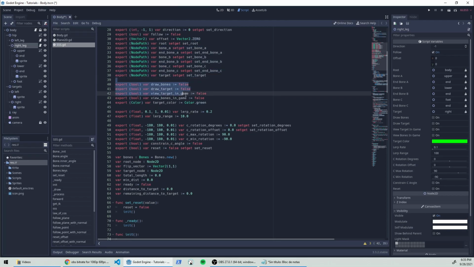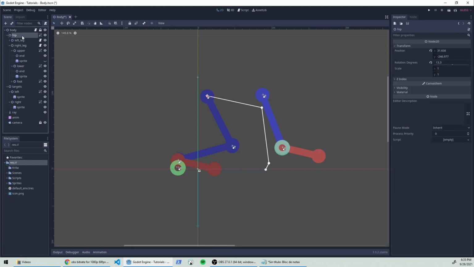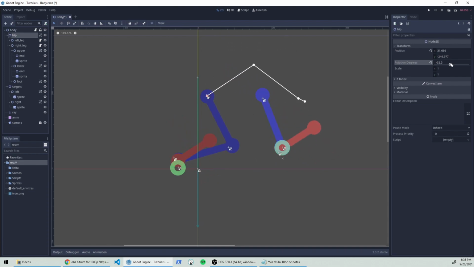These variables are just for debugging purposes. So you can draw the bones, you can draw the target, you can see the bones in game, and you can see the target in the game. So if you don't have sprites, for example, and you want to draw the bones, it will draw a line on the bones. And right now it's kind of messed up because I have the rotation of the direct parent at 13 degrees, and that kind of messes up the drawing. It doesn't mess up the IK chain, but it messes up the drawing because I didn't really pay that much attention to the drawing functions, because you have to offset the rotation of the parent there. But you can fix it if you want. I don't use this that much, so I just left it like that.